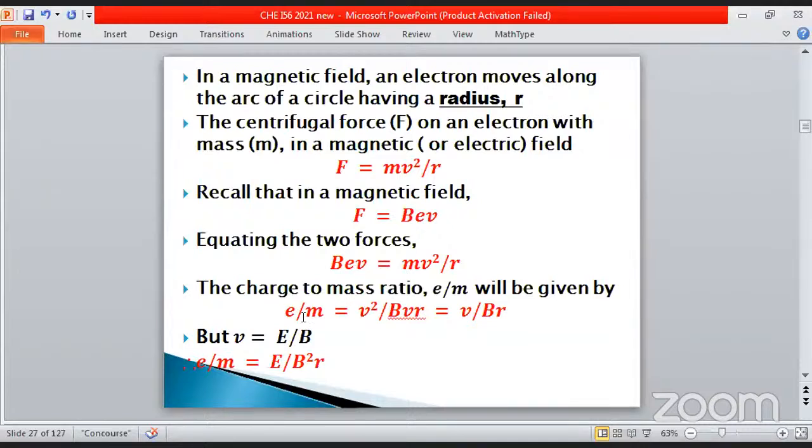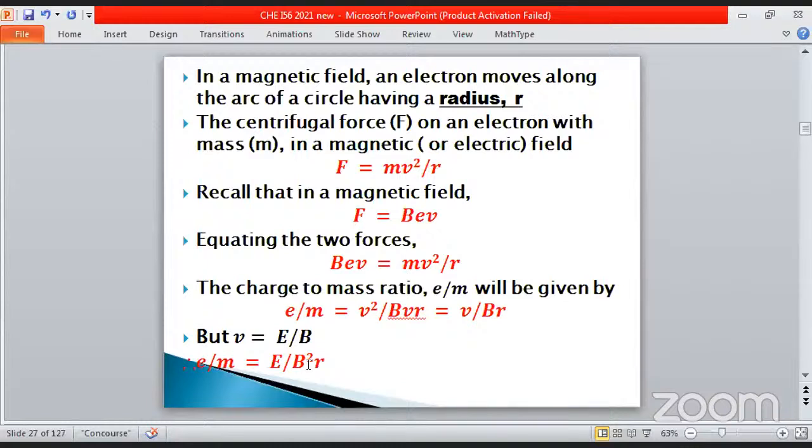If you make e over m the subject of this formula, you have v squared over Bvr. One of these v will cancel out, so you end up with v over Br. Recall that when we were balancing the electric field strength with the magnetic field strength, we ended up with this equation, v equals E over B. Don't forget that. So if you put E over B as v, you will end up with E over B squared r. So please note that.